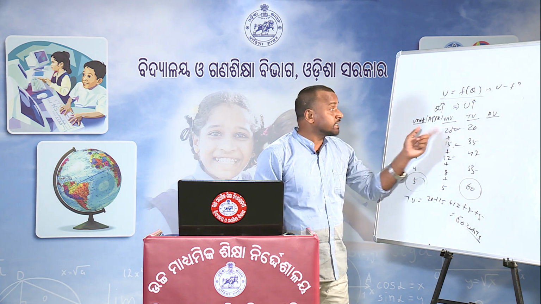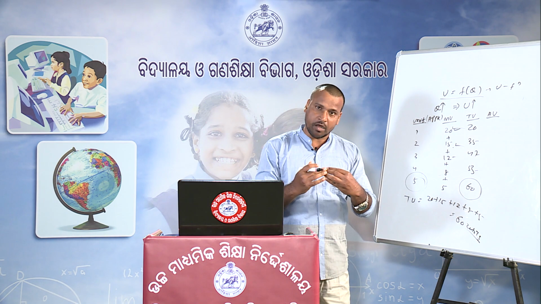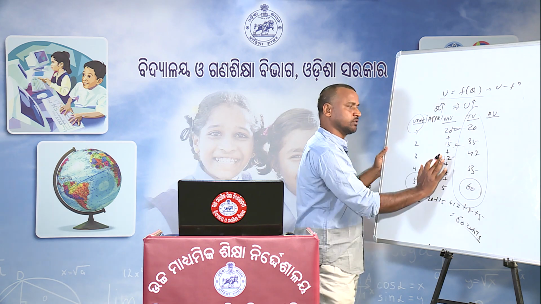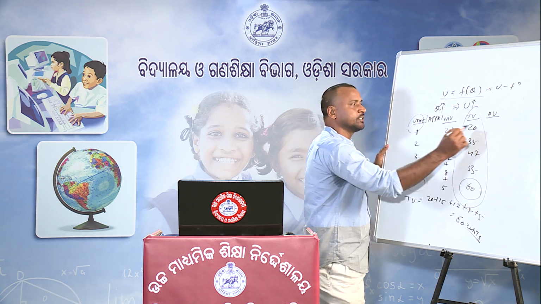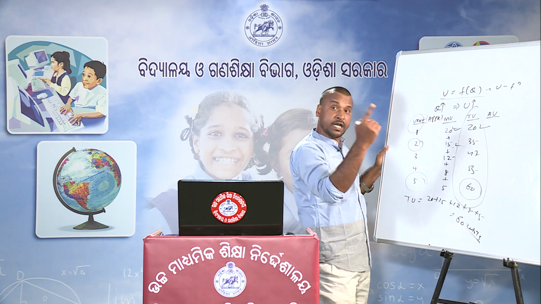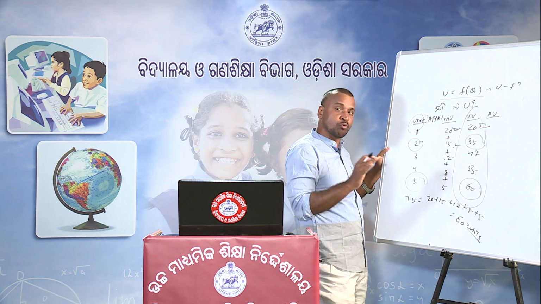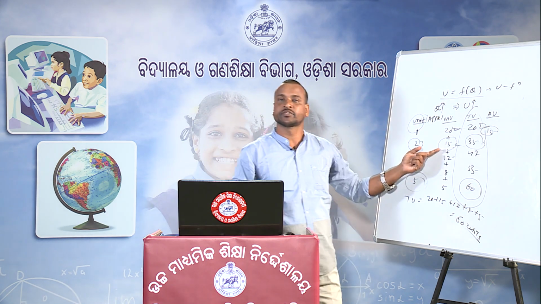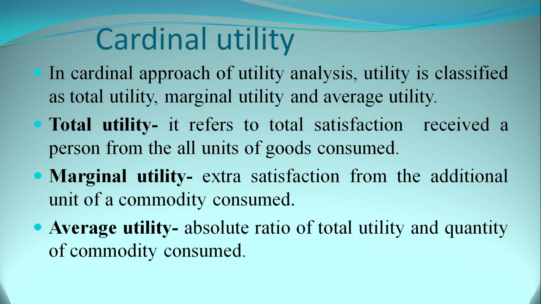Now, marginal utility. Marginal utility means extra utility from the consumption of an extra unit of output. Look at the units of consumption and total utility. When you consume the first unit you get 20 utilities. When you consume the second unit, the total is 35, so the extra you get is 15. So 15 is called marginal utility. Marginal utility means the extra satisfaction, extra benefits, extra utilities derived from the extra unit of commodities consumed.